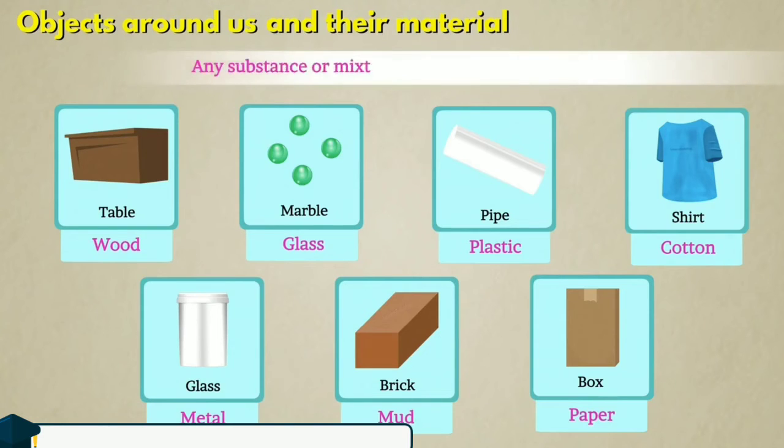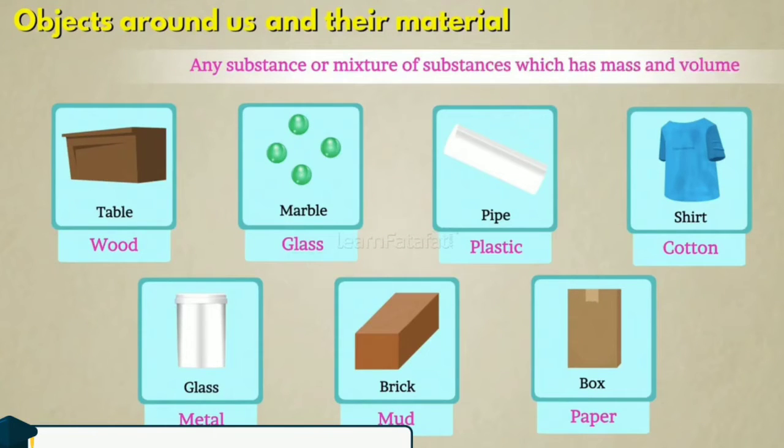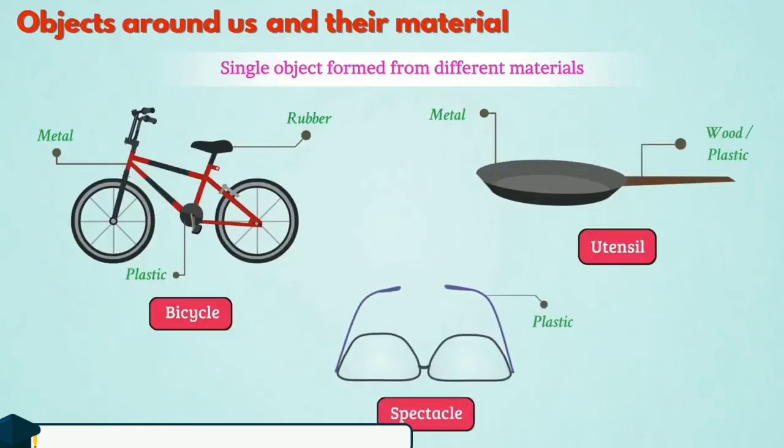So, what is material? Any substance or mixture of substances which has mass and volume is known as material. For example, table is made up of wood, marble is made up of glass, etc. Understanding of objects and materials help us to analyze why a certain object is built with a certain material.